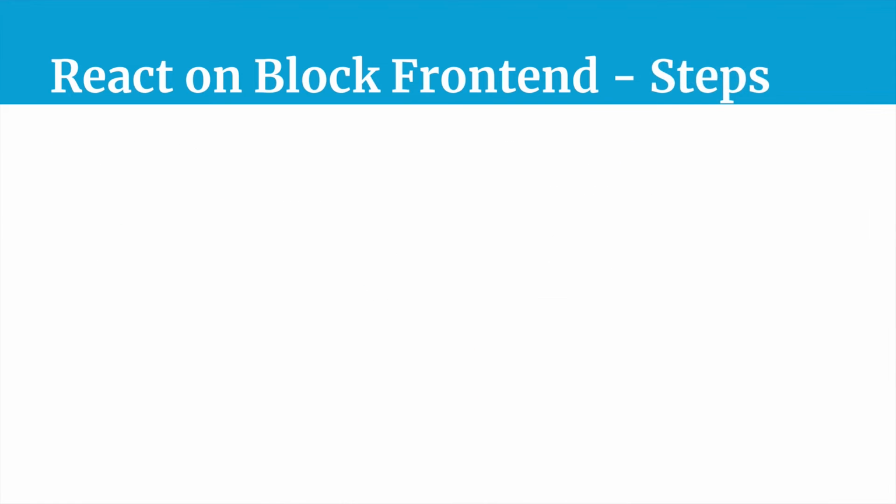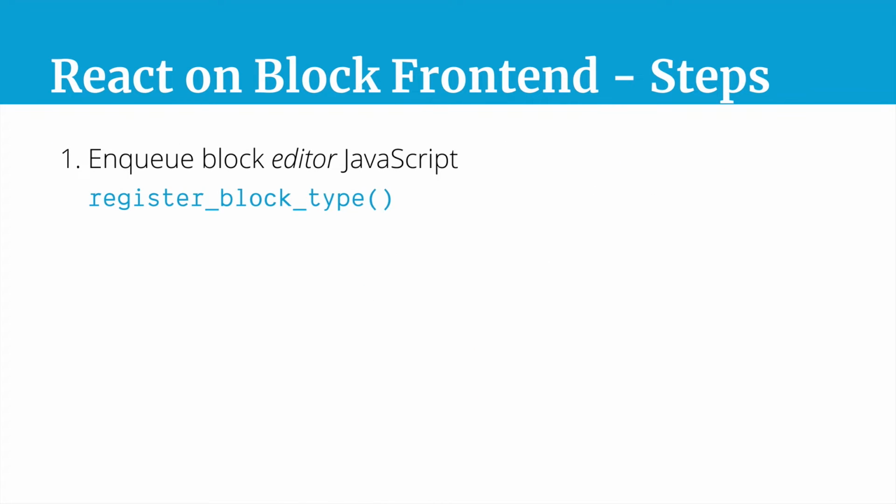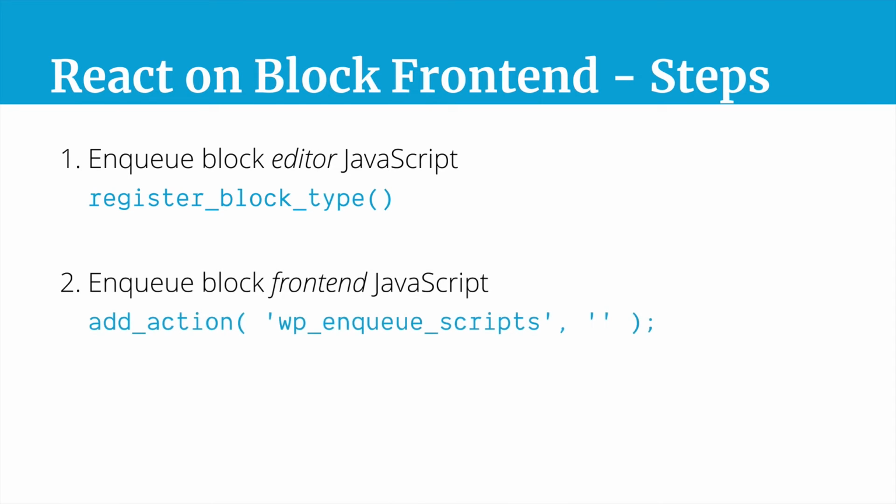So here are the steps we're going to take. First of all, we want to enqueue our block editor JavaScript. This is stuff you should already feel comfortable doing. We're going to use the PHP register block type as well as registering all of our JavaScript files and setting all of that up. Then we need to enqueue our block front-end JavaScript. So add action WP enqueue scripts is what you've used in the past to enqueue JavaScript on the front end of a site, and that's exactly what we're going to use here.